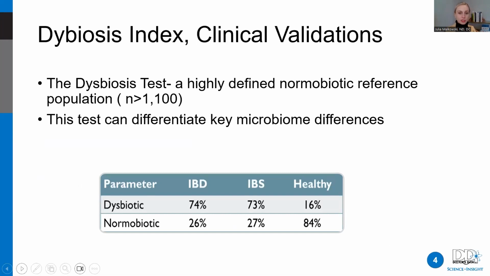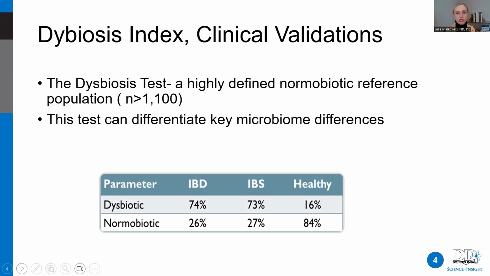Furthermore, the Dysbiosis Index has clinical validations. The dysbiosis test defines a normal biotic reference range. With regards to the microbiome, one of the questions that arises is, how can we understand what is healthy? And that's the excellent thing about GI360, the way that the test was developed. We are looking for bacteria that have been shown to designate in specific populations associated with a normal biotic gut.